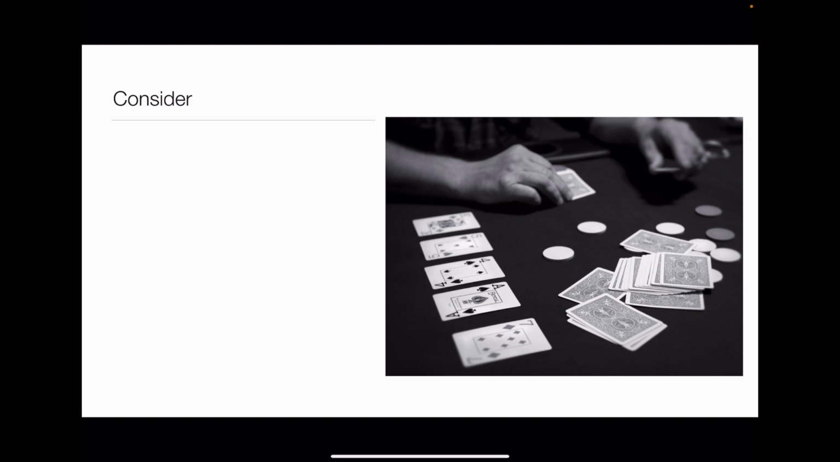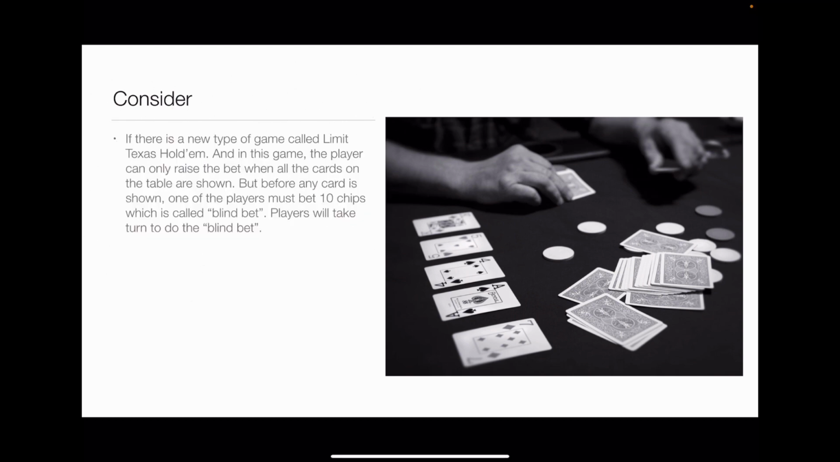Before we wrap up, we create an open question for the audience to consider. Imagine that there is a new type of game called Limit Texas Hold'em. In this game, the player can only raise the bet when all the cards on the table are shown. But before any card is shown, one of the players must bet 10 chips, which is called blind bet. Players will take turns to do the blind bet.